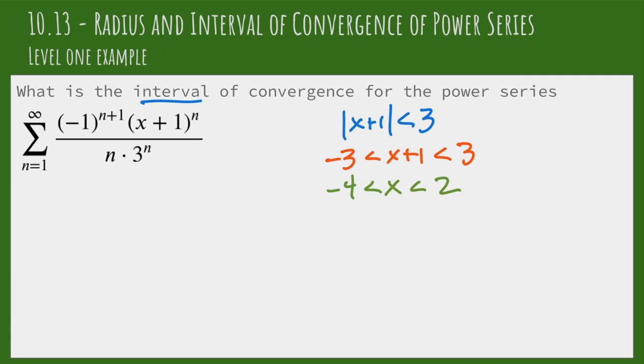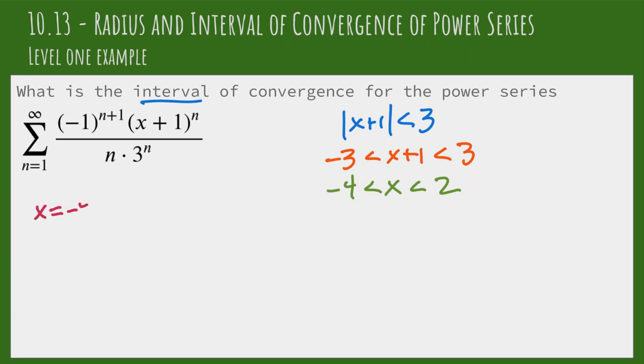So the ratio test tells us that this series is going to converge for all x values between negative 4 and 2. It's also going to diverge for all x values less than negative 4 and greater than 2. But what we don't know is what happens at x equals negative 4 and at x equals 2. So to find the interval of convergence, now we have to check what happens at the endpoints. I'm going to check those individually.